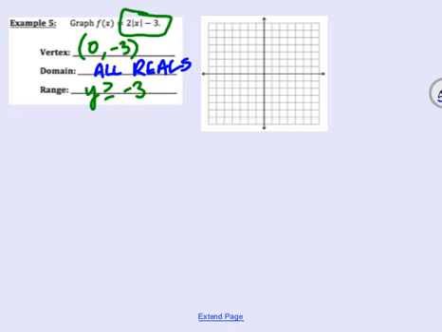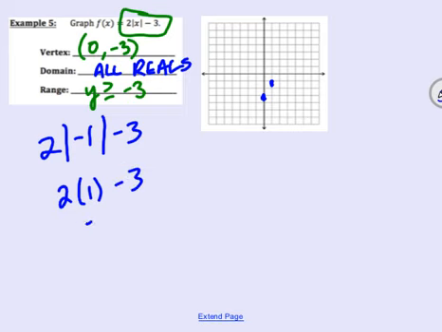Now, how about graphing it? I would have gone to 0, negative 3, made a dot. Then 1: 2 times 1 is 2, minus 3 is negative 1. If I did negative 1 for x, that's going to be a positive 1 after we do that. If I wrote these out every time, this is what I'm doing in my head. 2 minus 3 is equal to negative 1. So I would have had negative 1 here.